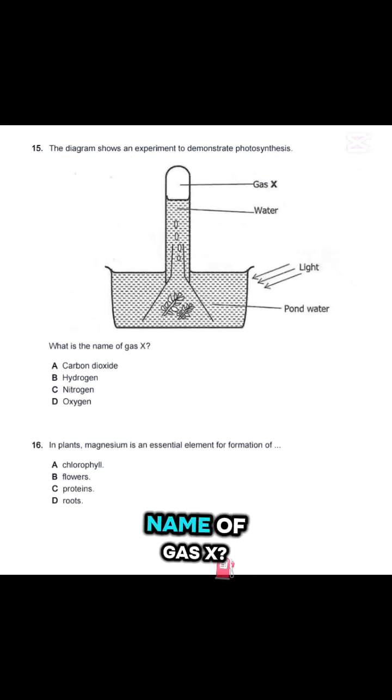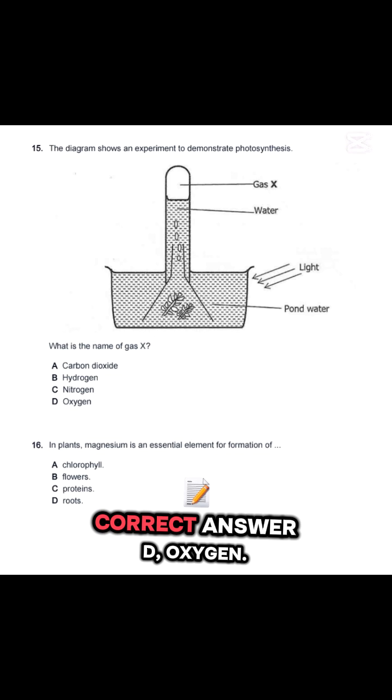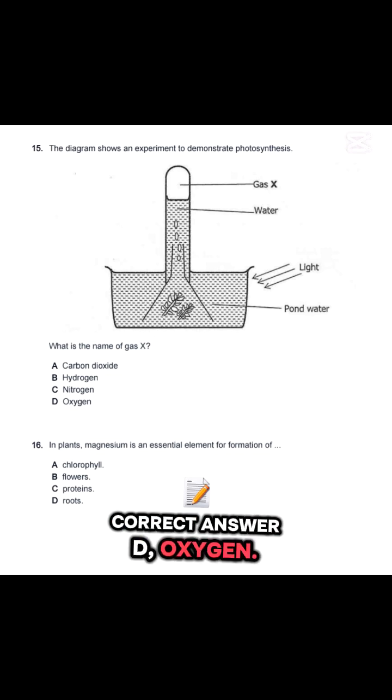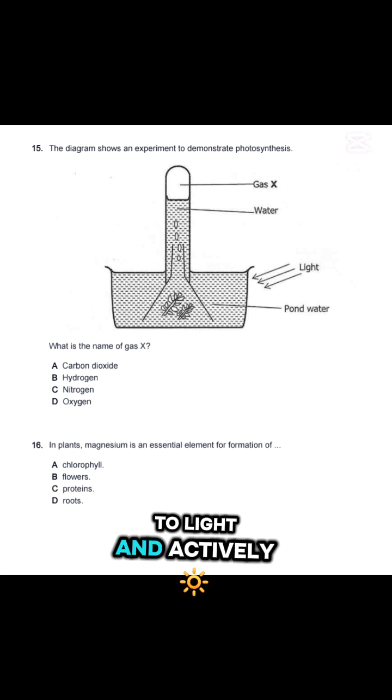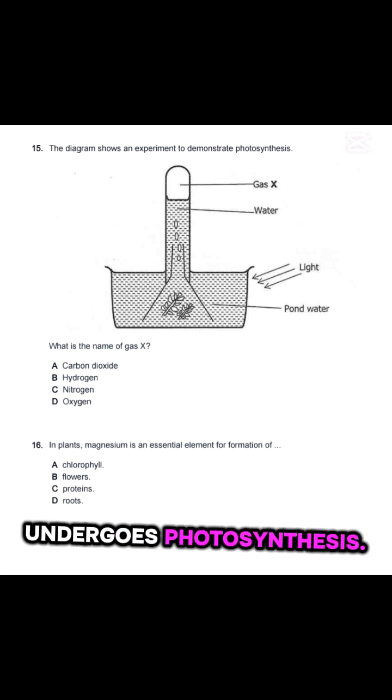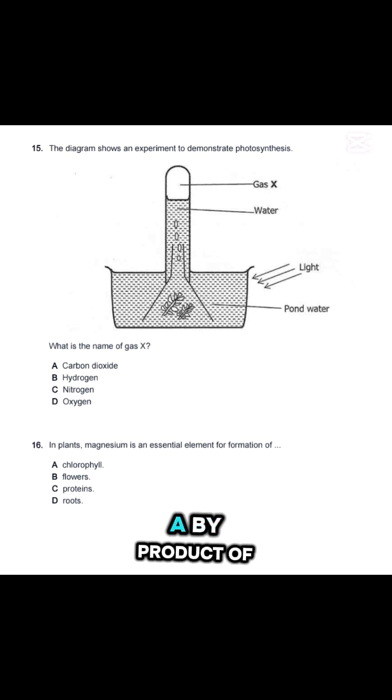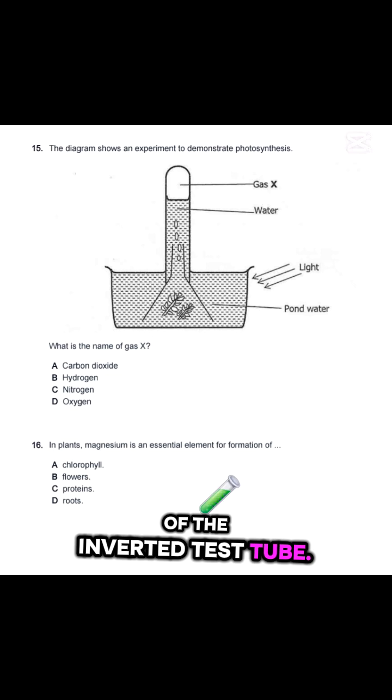15. What is the name of gas X? Correct answer, D, oxygen. Explanation and reasoning: the aquatic plant, Elodea, pondweed, is exposed to light and actively undergoes photosynthesis. The gas released as a byproduct of this process is oxygen. It forms bubbles, rises, and displaces the water at the top of the inverted test tube.